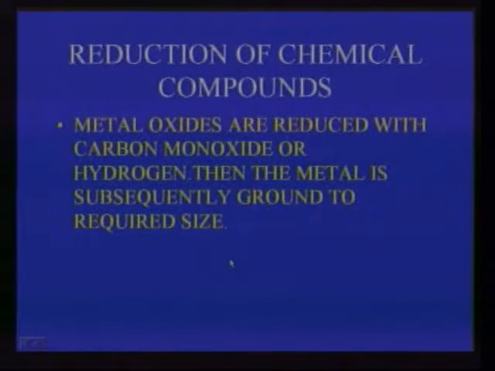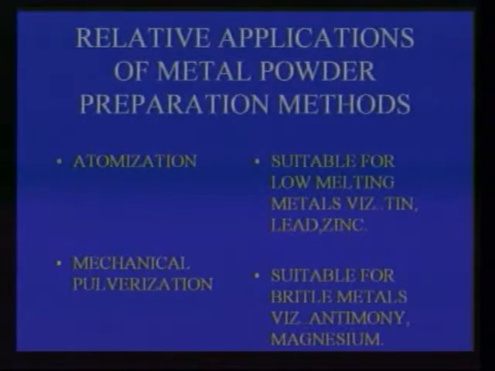So another method of manufacturing the metal powders is reduction of chemical compounds. In the reduction of chemical compounds, metallic oxides are reduced with carbon monoxide or hydrogen. Then the metal is subsequently ground to the required size. Now we see the relative applications of the metal powder preparation methods.